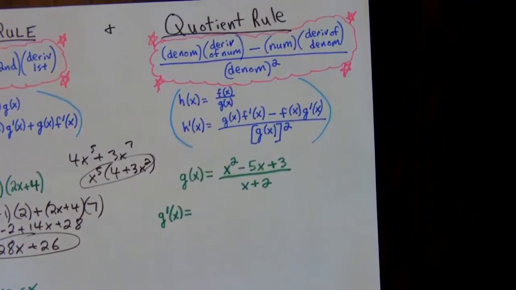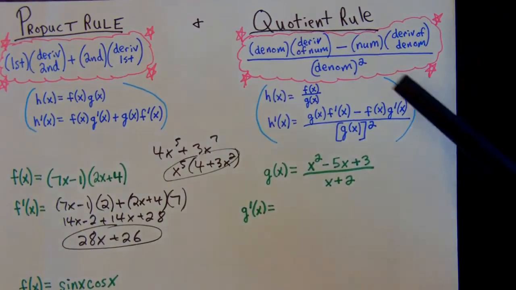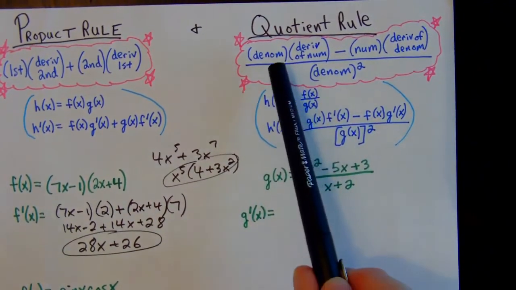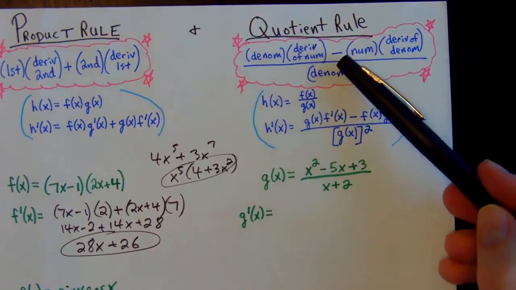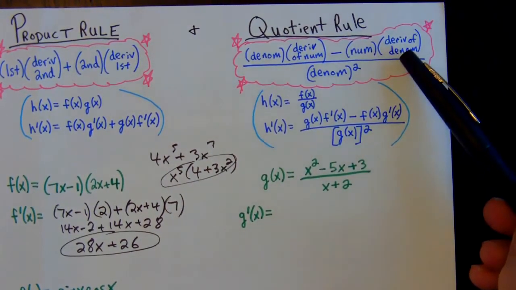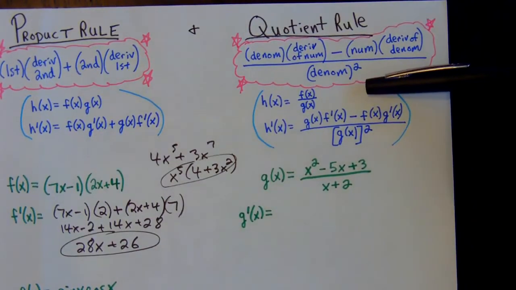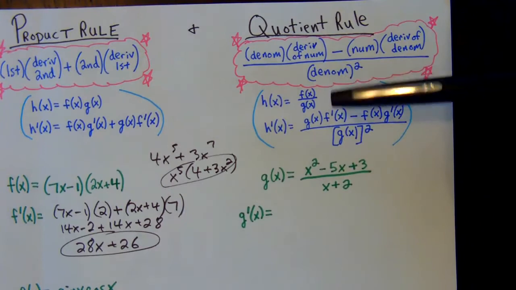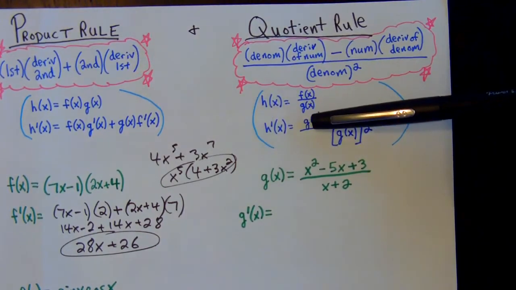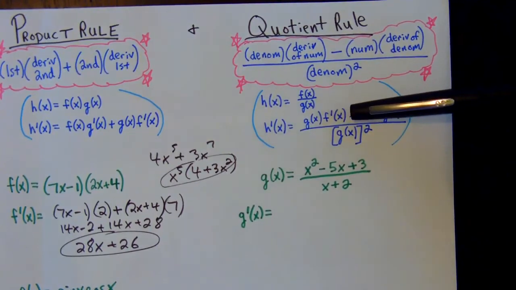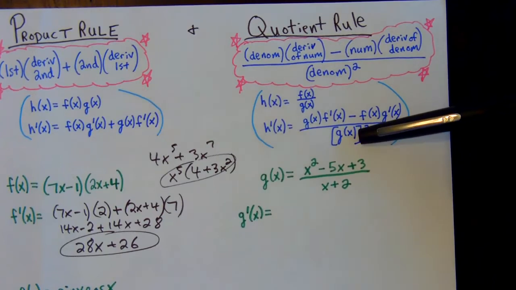All right, quotient rule. Similar concept, right? But you're going to start with the fraction. And here you've got to have this memorized. You're going to go denominator times the derivative of the numerator minus your numerator times the derivative of the denominator, all over the denominator squared. This is the same thing, just in notation form. So if you have a fraction, when you have to do the derivative of that fraction, you're going to rewrite the denominator times the derivative of the numerator minus that numerator times the derivative of the denominator, all over the denominator squared.